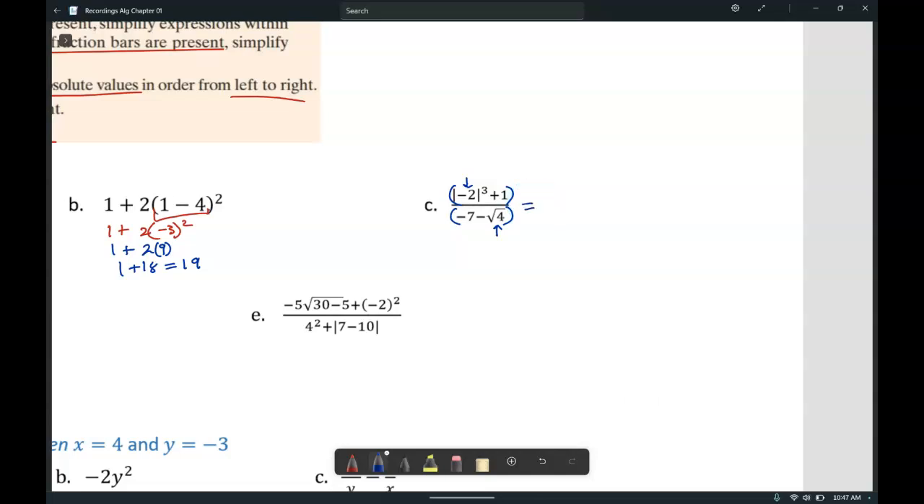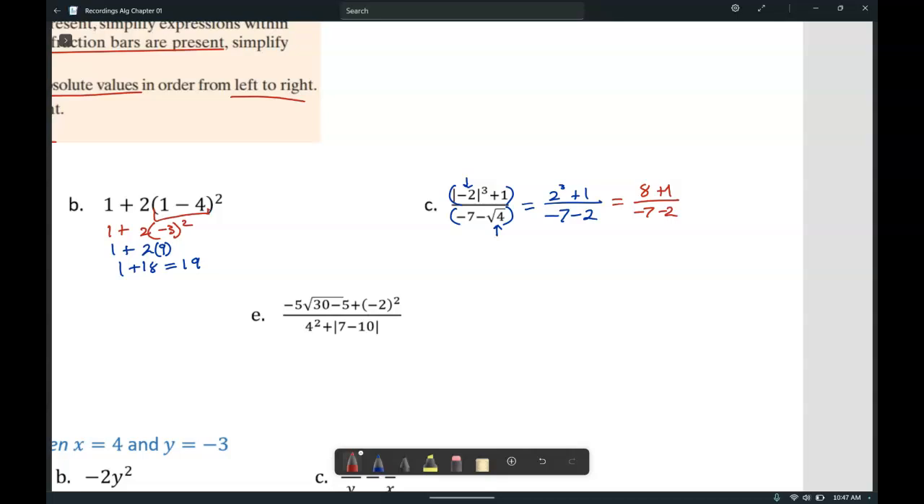So the absolute value of negative 2 is 2, and then we will cube that over negative 7 minus the square root of 4, which is 2. Then we can move on to the exponents. We end up with 2 cubed is 8 plus 1 over negative 7 minus 2.